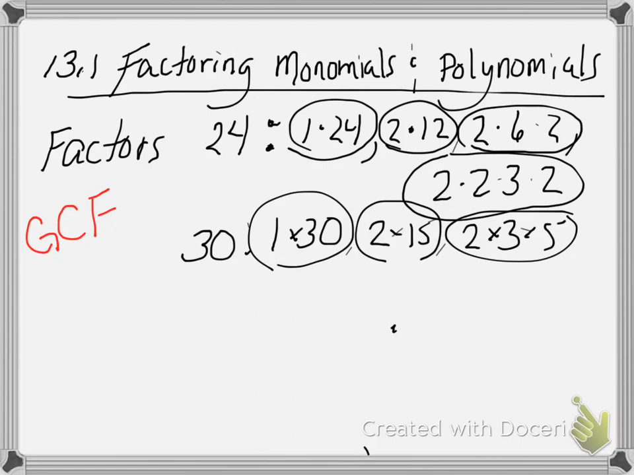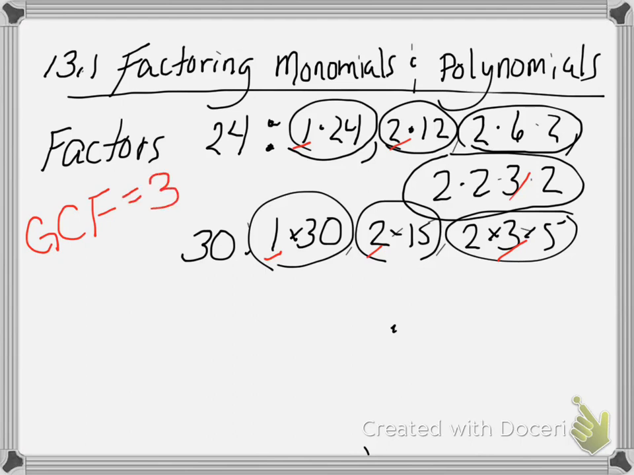that I've circled. So I can see that they do share a 1. They share the number 2 a couple of different times, and they share the number 3. But they don't share a 5. There's only a 5 in the 30, and they don't share a 6. There's only a 6 in the 24. So the greatest common factor would then be 3.